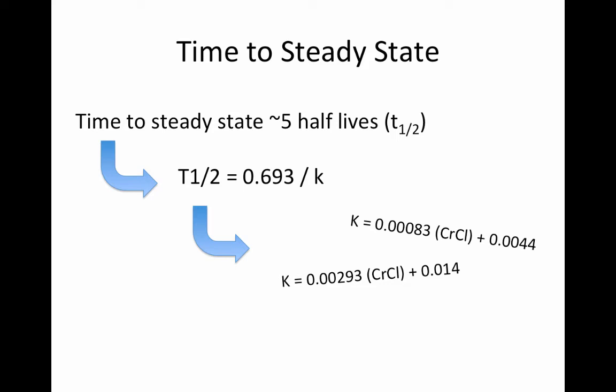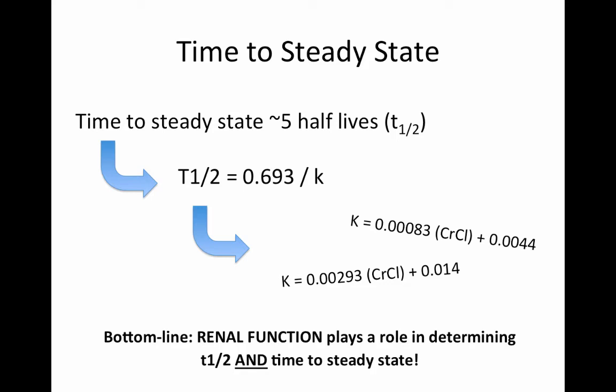So the renal function, the bottom line here, is that the renal function plays a role in determining the t half-life and the time to steady state. So when you're looking at how long it's going to take to get to steady state, keep in mind that you're going to have to potentially do that t half-life equation, look at the K, look at the creatinine clearance, so make sure that you're able to do that.